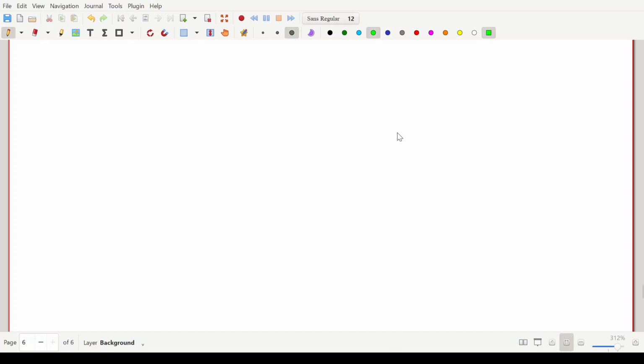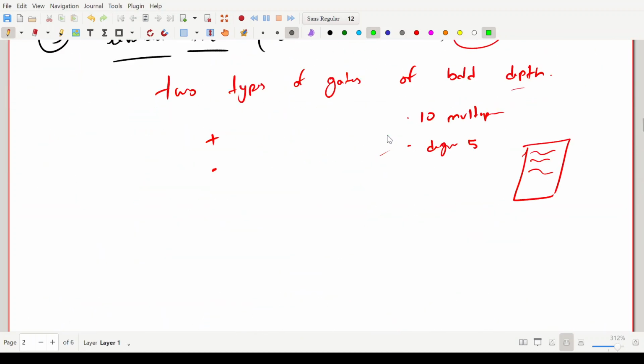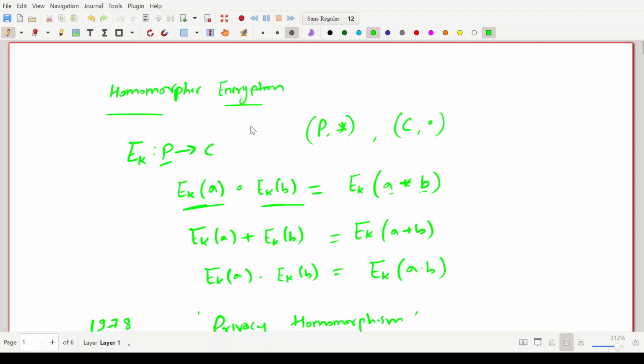We'll first quickly recall what we covered in the last class. I defined what homomorphic encryption is. Suppose this is my plaintext and this is the operation, star, and in the case of ciphertext it is, say, dot. Then if you encrypt E(A star B), this will be the encryption of A dot the encryption of B. In the case of addition, it will be encryption of A plus B equals encryption of A plus encryption of B. In the case of multiplication, this.